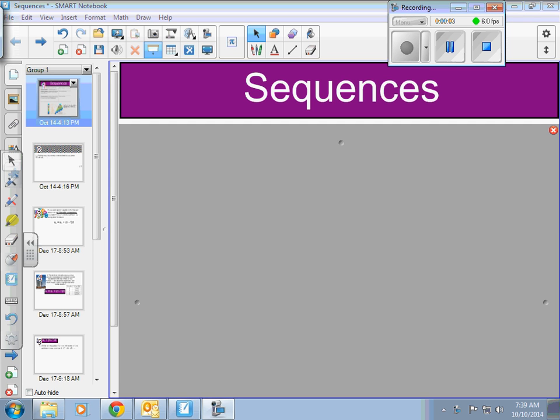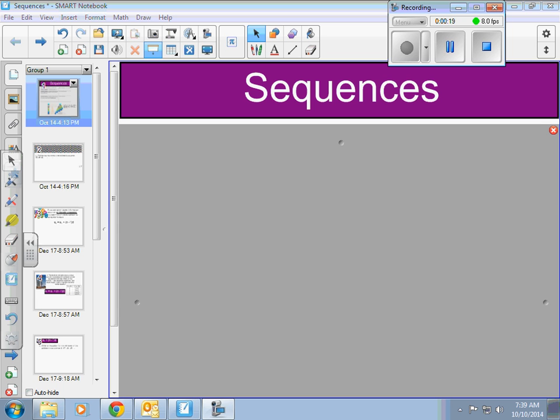Hello class, today we're going to start chapter 11. We just have two sections we're going to cover in chapter 11. The first one is sequences, the next one is series. So today our learning target is for you to know what a sequence is and how to find the equation for a sequence if it's arithmetic or geometric.